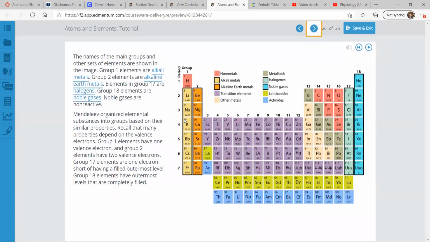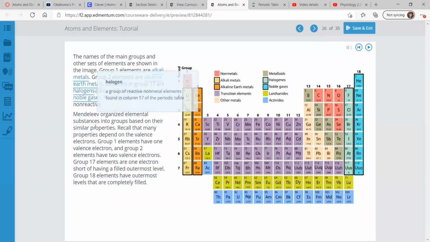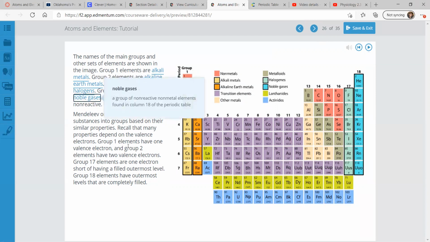The names of the main groups and other sets of elements are shown in the image. Group 1 we call alkali metals. They are highly reactive metals. And then we have alkaline earth metals in the second group. Elements in group 17 are halogens. And then we have group 18, noble gases.